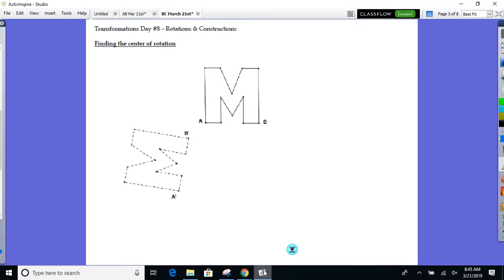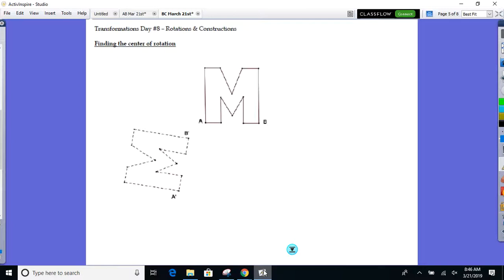All right, first thing, using your compass and a straight edge. First thing, as you know, when we rotate, we always rotate around a point. Usually if we're on the graph paper, it's around the origin. All right, but we always rotate around a single point. We need to find that point now.